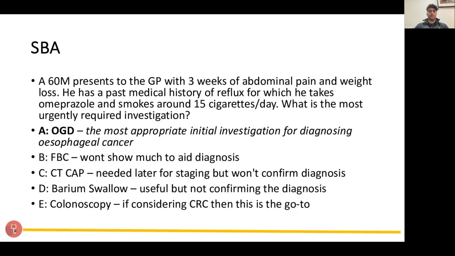CT CAP will be required later for staging, but won't confirm your diagnosis, whereas an OGD can, especially because it can take samples and send them off for cytology. FBCs won't show much. A barium swallow is useful, but won't confirm the diagnosis. And a colonoscopy, if considering colorectal cancer, then this is the go-to, but it is not the go-to when considering esophageal cancer.